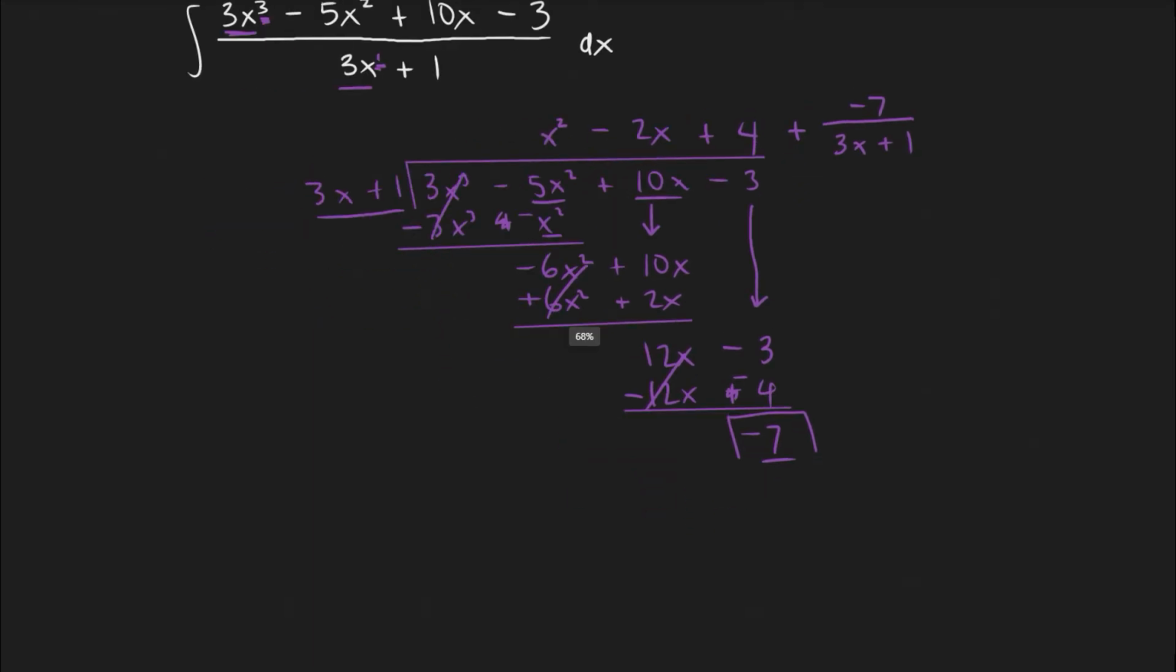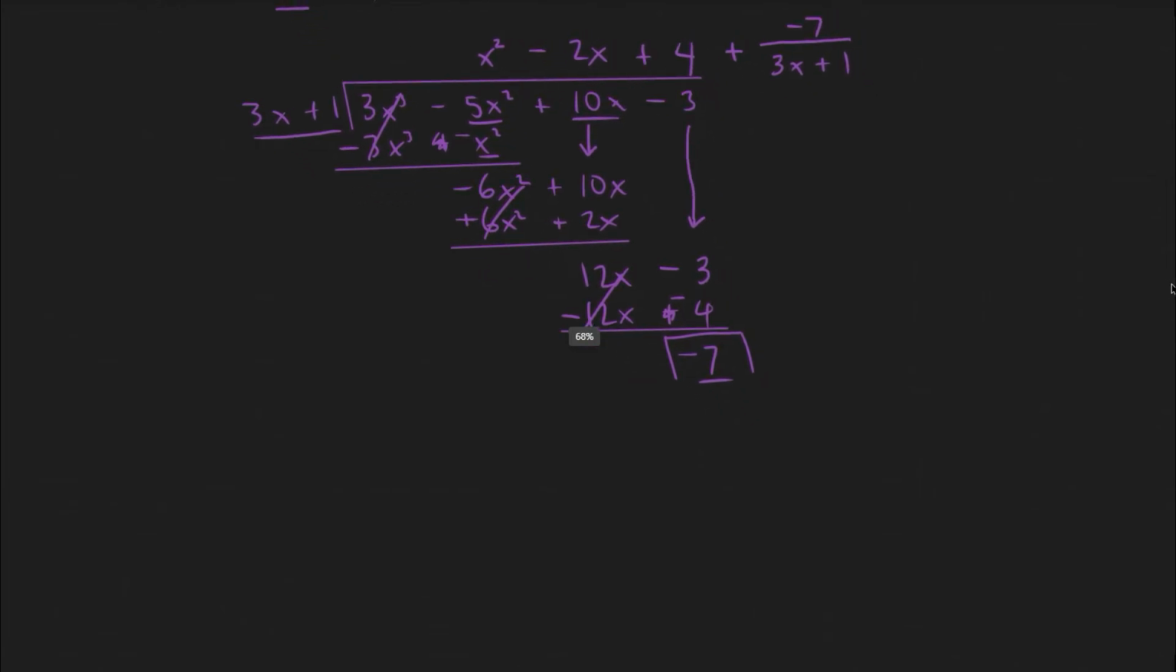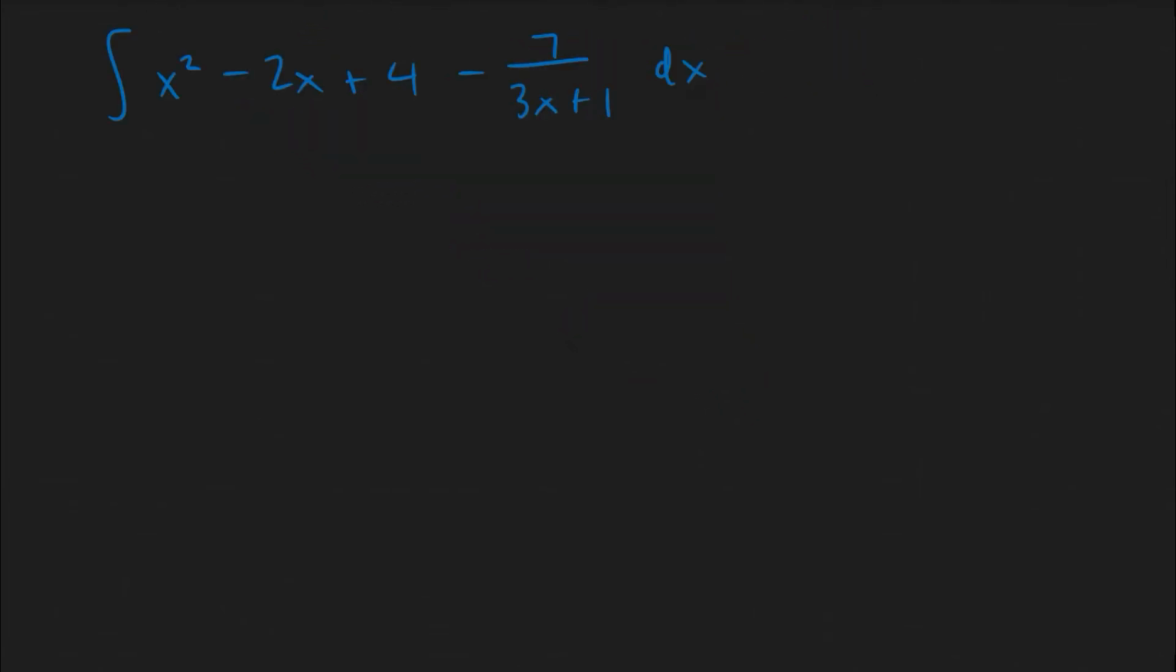So I'm going to scroll down and I'm just going to rewrite this in a different color. So for these, I can just work term by term. We know that the integral of x squared is going to be 1/3 x cubed. Integral of 2x is x squared, so minus x squared. Integral of 4 with respect to x is just going to be plus 4x.